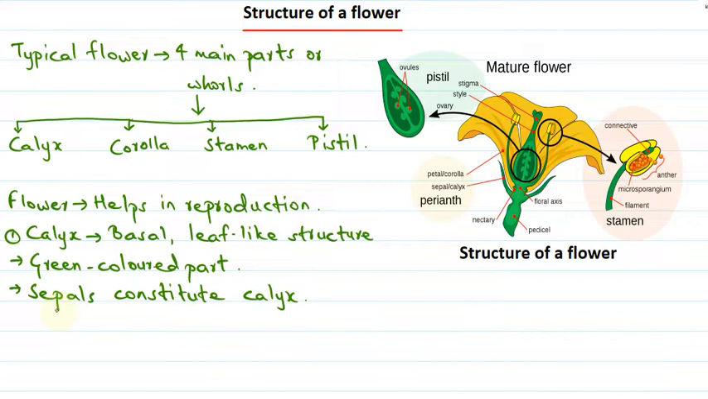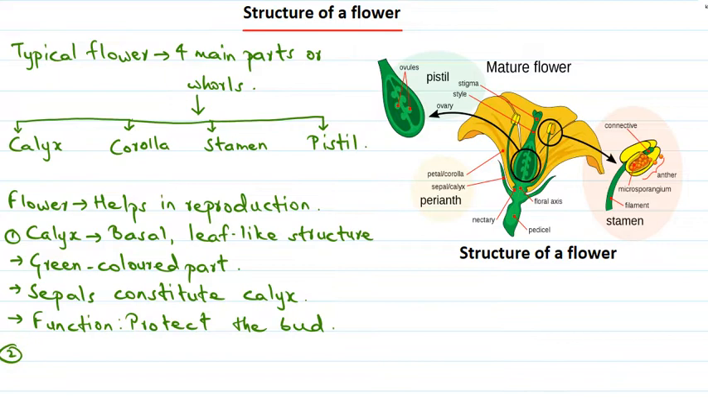What is the main function of the calyx? It protects the bud. This is the main function of the calyx.